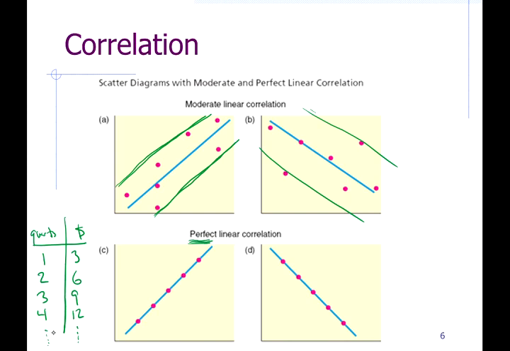We're not going to examine situations where there's a perfect linear correlation, because it's not very interesting. Instead, we're going to examine situations where there is some moderate to strong correlation.